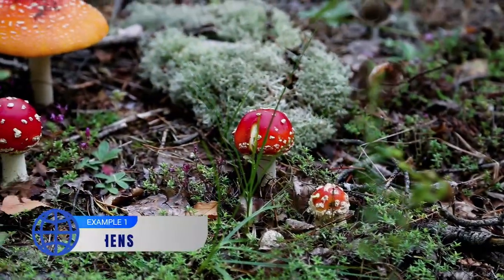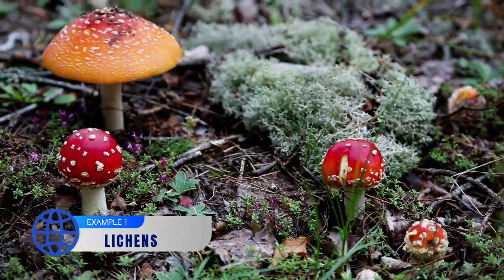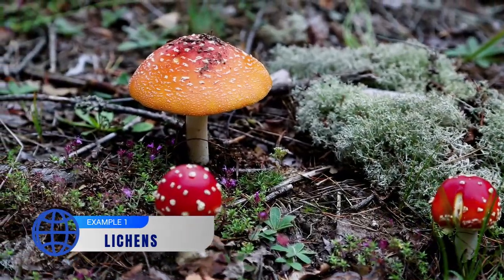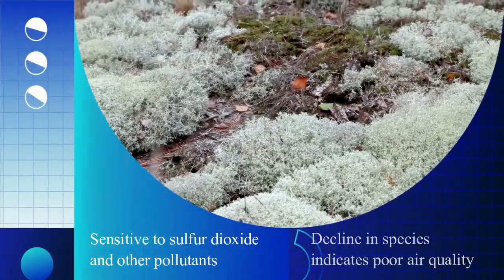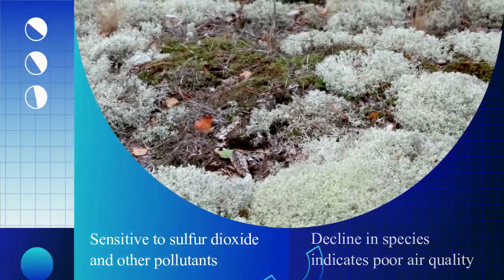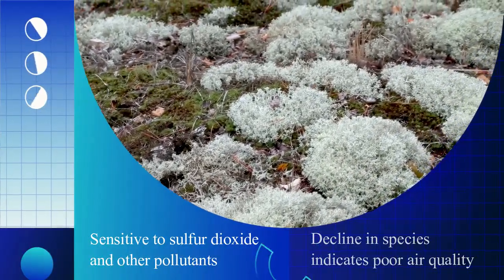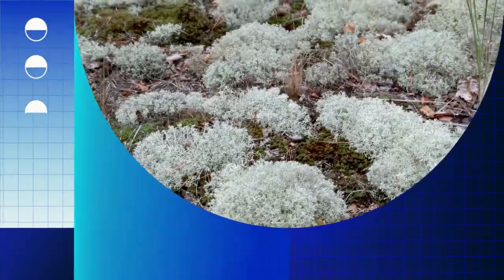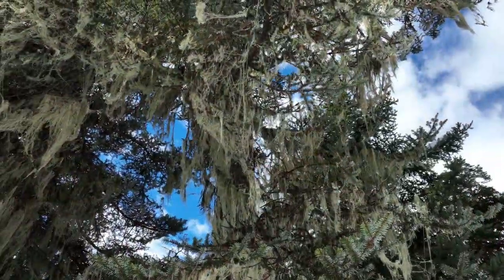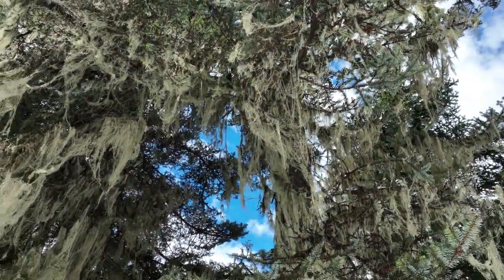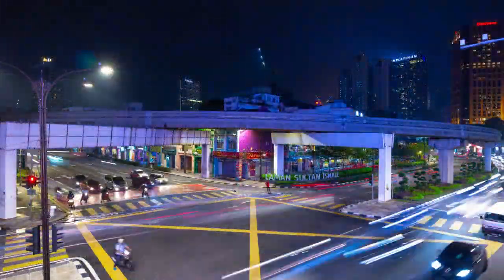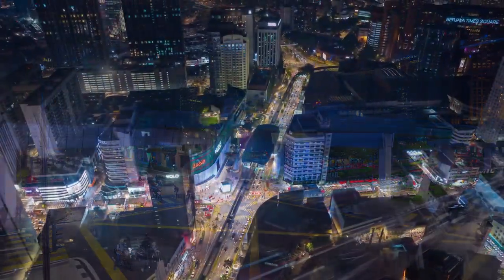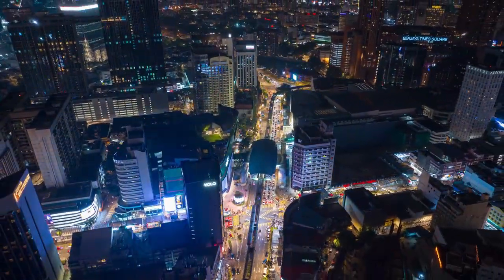Lichens, which are a symbiotic relationship between fungi and algae, are highly sensitive to atmospheric pollutants, particularly sulfur dioxide, SO2, and nitrogen oxides. In urban and industrial areas, lichen diversity is drastically reduced. Their presence or absence is used to assess air pollution levels over time. A study in Kuala Lumpur showed a decline in lichen species near traffic-heavy areas, indicating degraded air quality. Conti and Cecchetti, 2021.